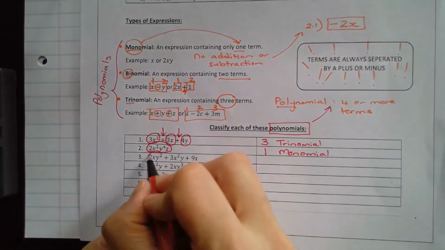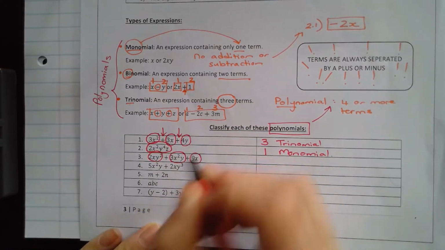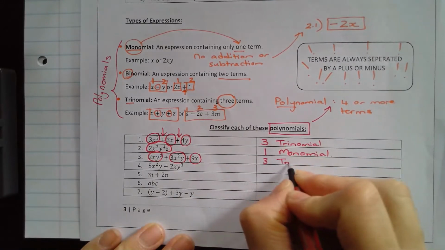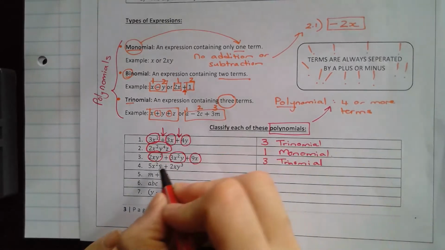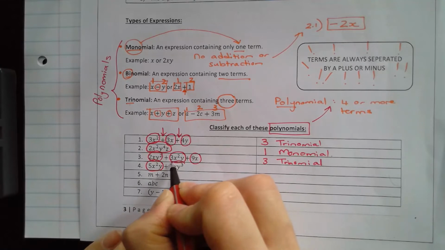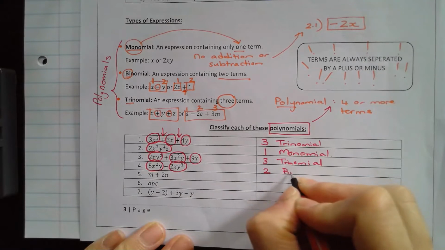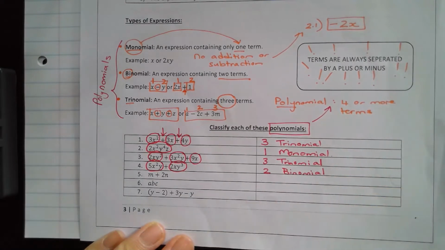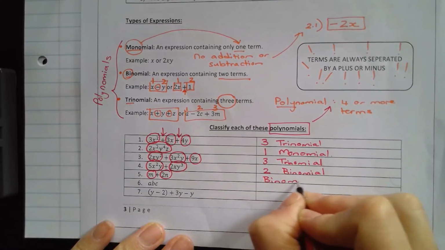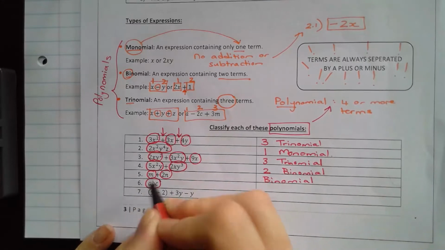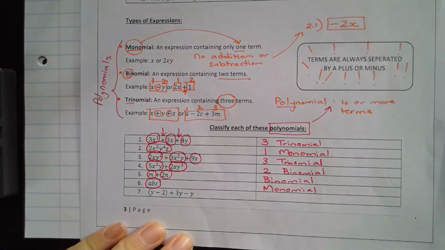Right, so then 2x y squared plus 3x squared y plus 9x. There are 3 different things. So we say there are 3 different terms. They are trinomials. Then we have this mass plus that mass. So the plus separates them into 2 terms. It's a binomial. Then 1, 2 for number 5. It is also a binomial. ABC, this is a monomial. No pluses or minuses in between.